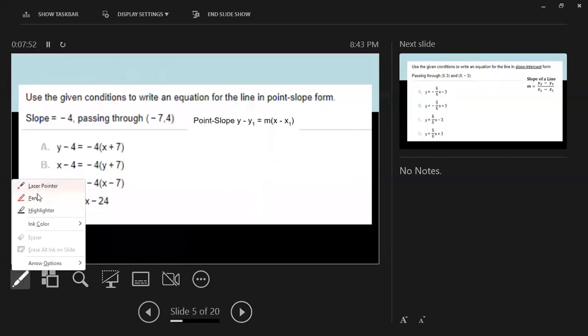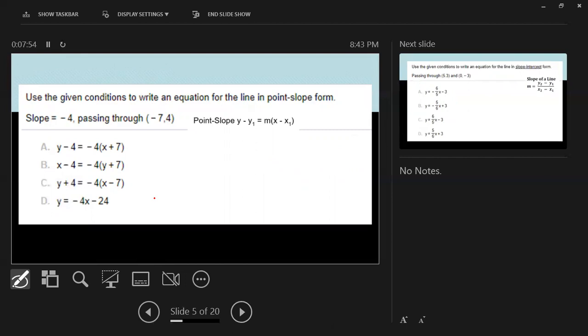All right, so for this particular item, we want to use the given conditions to write an equation for the line in point slope form. So we have our slope. Don't forget, slope is equal to m. So m is equal to -4. And we're passing through the point (-7, 4). Being that we're doing point slope, the -7 will be my x1, and the 4 will be my y1. So I just need to take those numbers and plug them into point slope form.